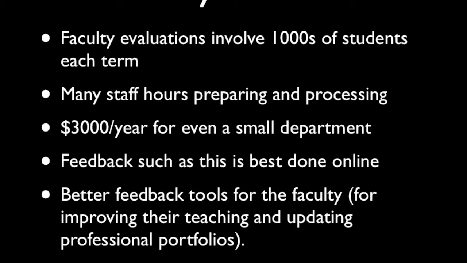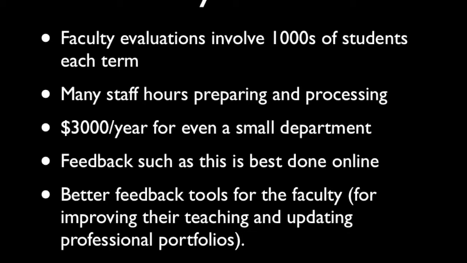Why would we want to move to the SAIL system? Well, as you know, evaluating faculty involves getting feedback from thousands of students each term. And with the current evaluation system, which uses paper, many staff hours are spent both preparing and processing the evaluation forms in preparation for the evaluation cycle and once the evaluation cycle ends. Even for a small department, preparing and running this evaluation can easily cost $3,000 a year. And as we know now, with the proliferation of websites, databases, browsers, and the ease of getting online, feedback like this is simply best done online.